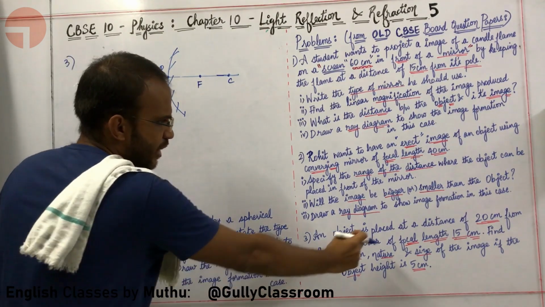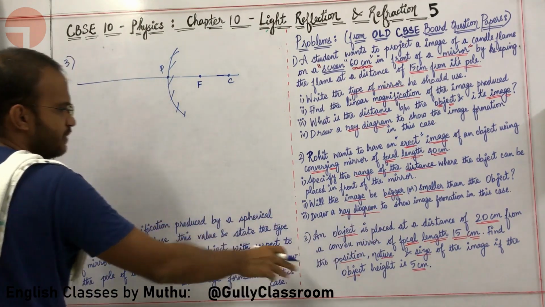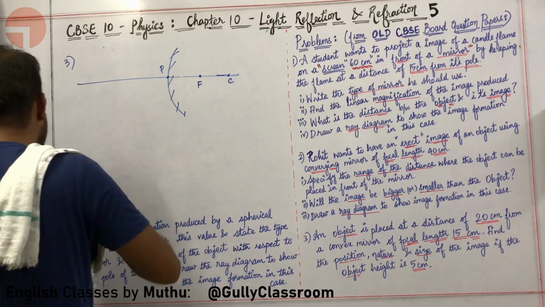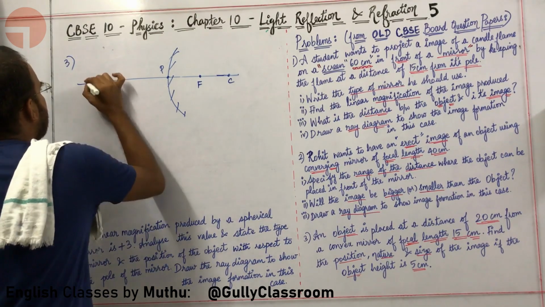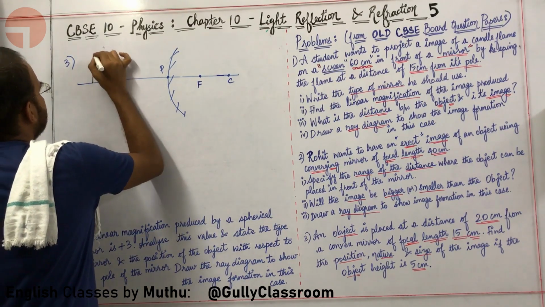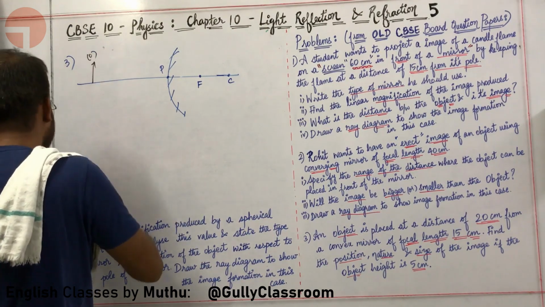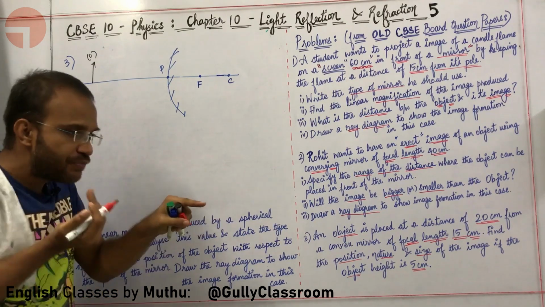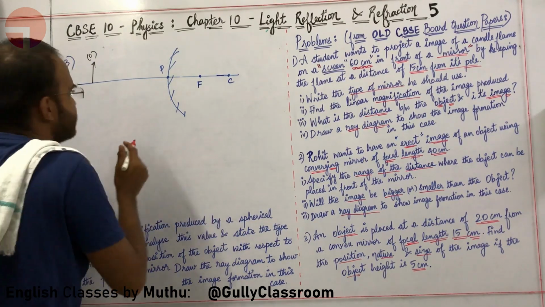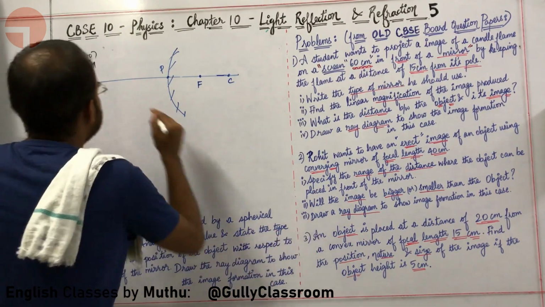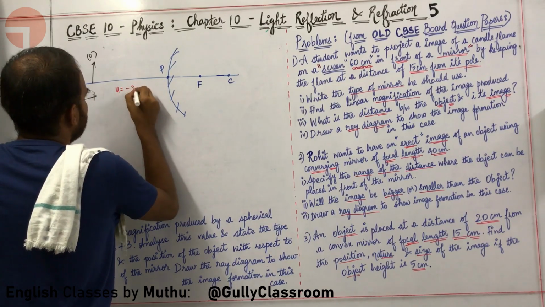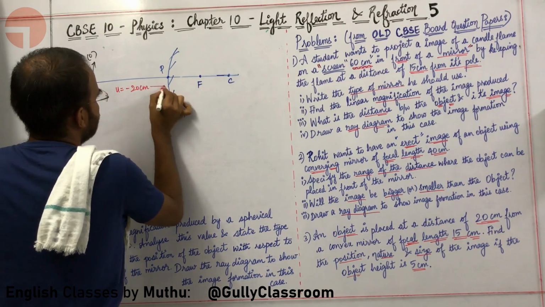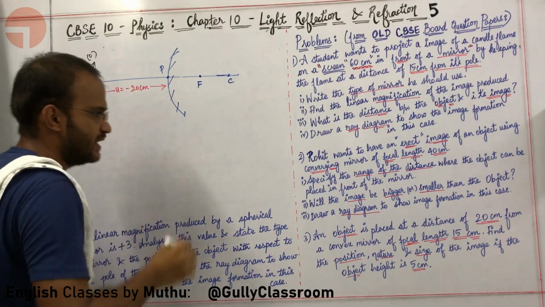In between the pole and the center of curvature, I have my principal focus. An object is placed at a distance of 20 centimeters from a convex mirror. So I am placing an object at a distance of 20 centimeters. So this is my object. This particular distance is measured from the pole opposite to the direction of the incident light, which is 20 centimeters. So u is equal to -20 centimeters.